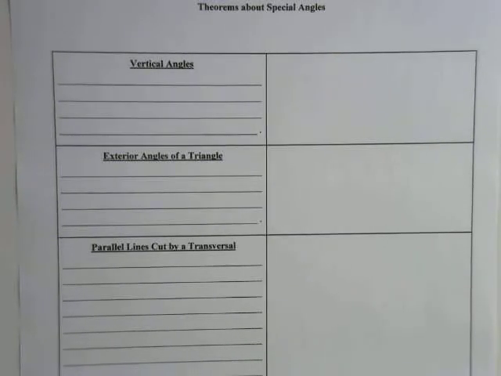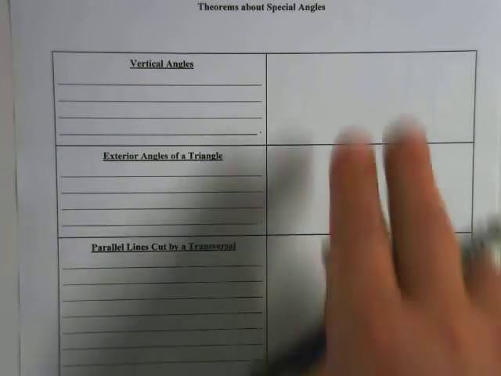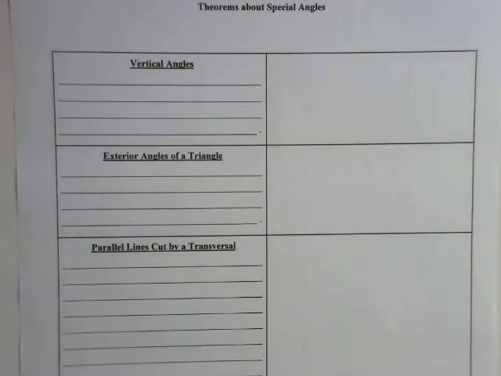Okay, so in this video, we're going to go over theorems about special angles. We have three different categories of angles that we are going to go through. Our first are vertical angles. What we're going to do here is, instead of coming down with the definition, we're going to draw a diagram that represents each term, and then we will discuss and fill in the definition.